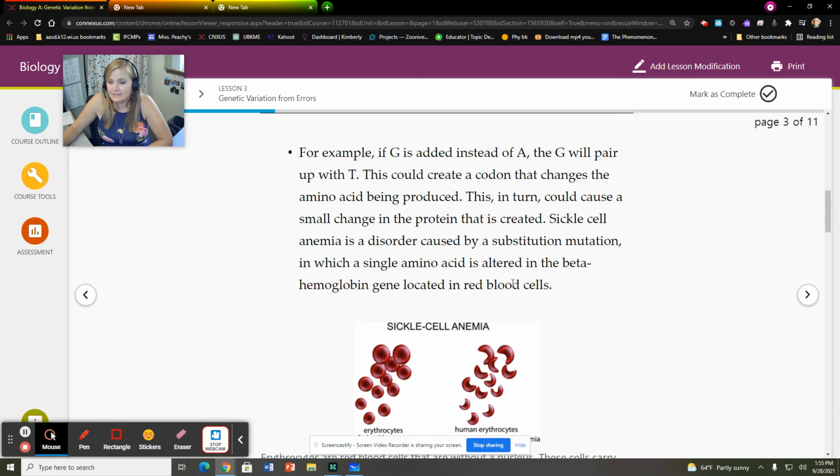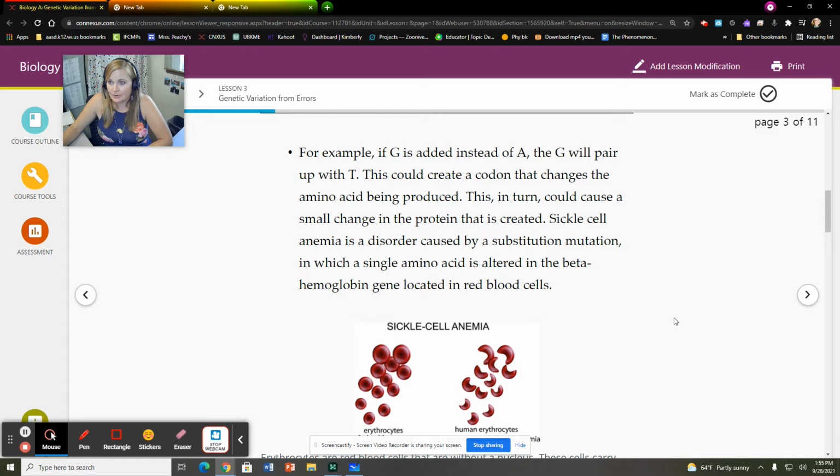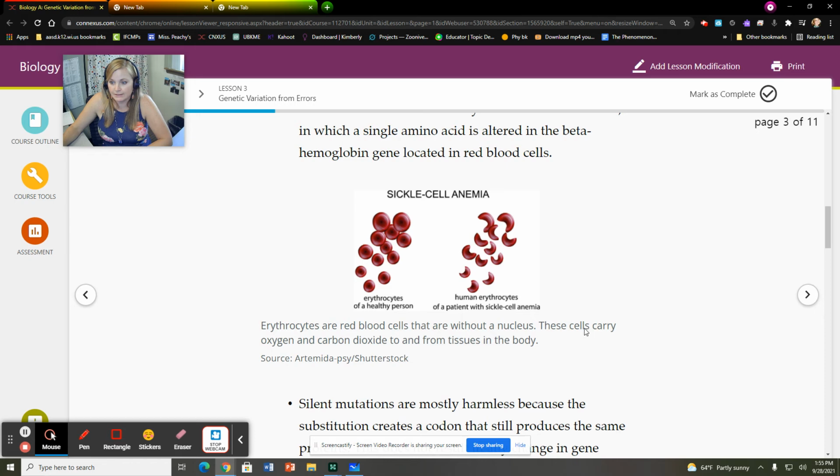In one example of a substitution error, they're giving something called sickle cell anemia. For example, if G is added instead of A, the G will pair up with T. This could create a codon that changes the amino acid being produced, which in turn could cause a small change in the protein that is created. Sickle cell anemia is a disorder caused by a substitution mutation, in which a single amino acid is altered in the beta hemoglobin gene located in red blood cells.